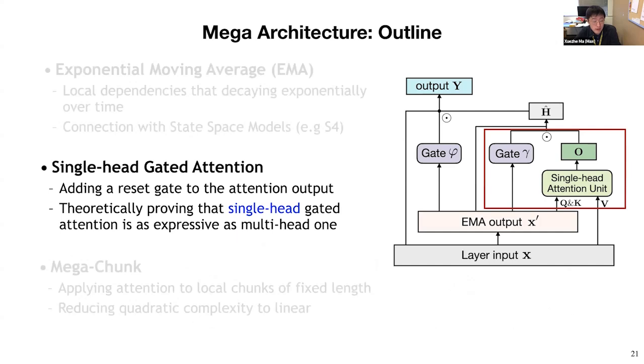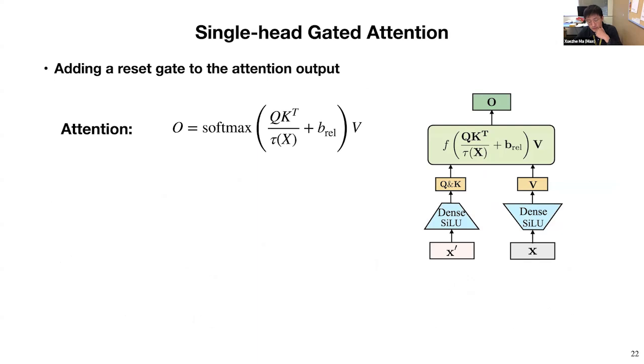The second component of the Mega architecture is what we call single head gated attention. The motivation behind this gated attention mechanism is to reduce the number of heads in multi-head attention. So here is the standard attention formula. We compute the attention matrix, and then we multiply the value tensor to get the final output. But in practice, we use multi-head attention to compute O, and the number of heads is not small. Usually we need to set the number of heads to 32 or even 64.